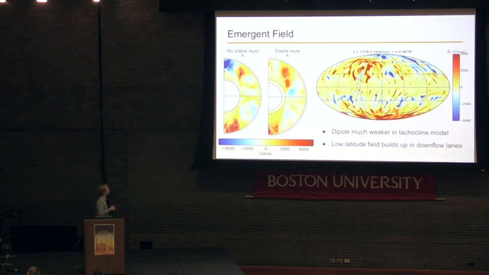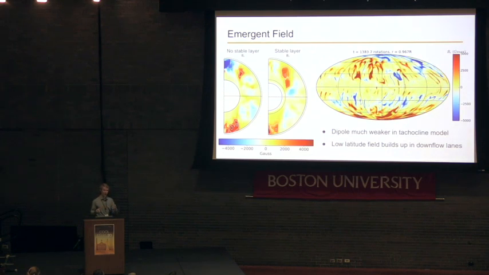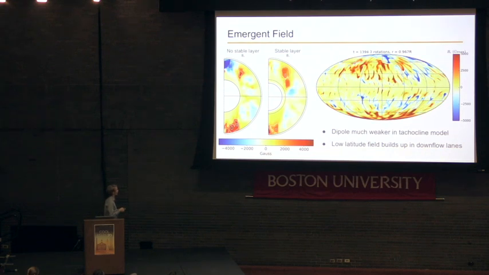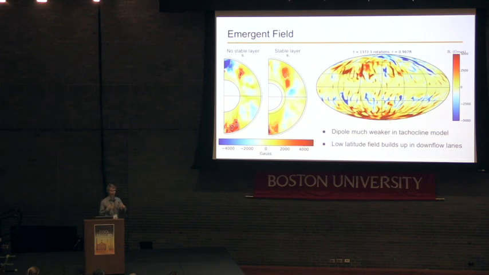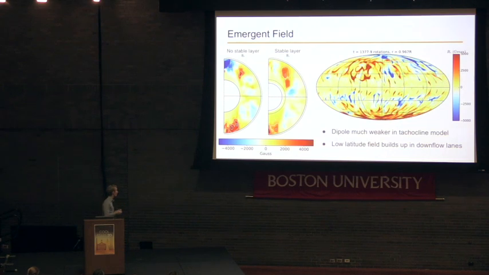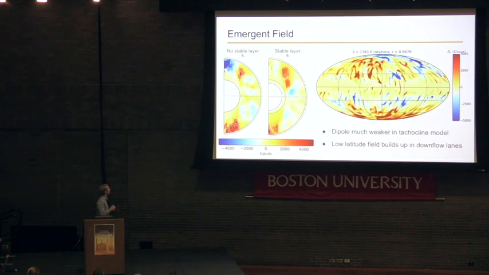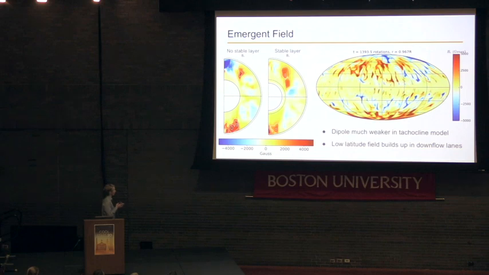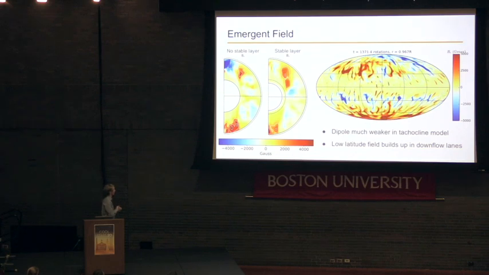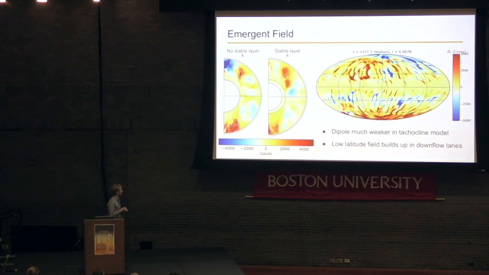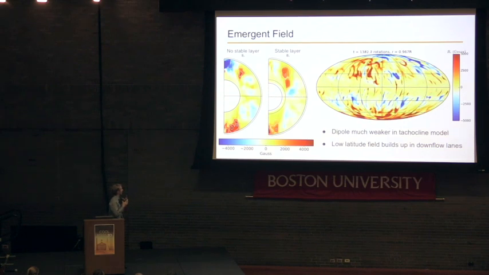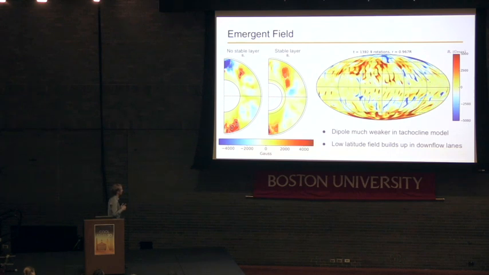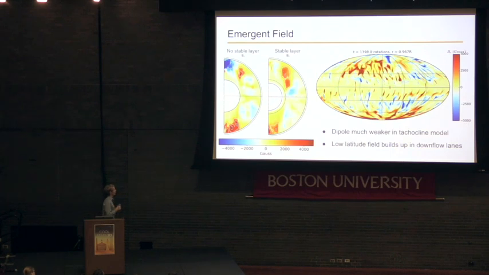Now, this is probably the most interesting bit for the observers in the room. This is the radial field near the surface, which is the stuff that might actually have a chance to get out. So we can see on the left a side-by-side comparison of my simulation that has no tachocline versus a simulation containing a tachocline. And we see that there is a very marked reduction in the dipole component of the radial field when we have a tachocline.